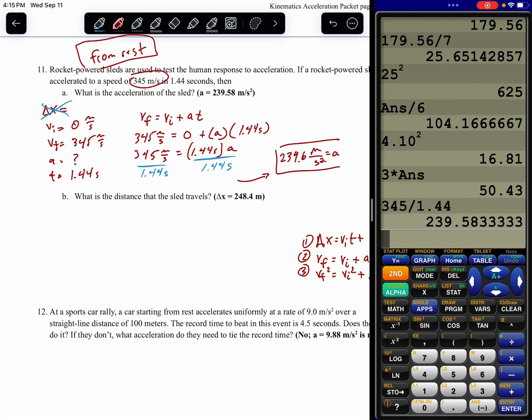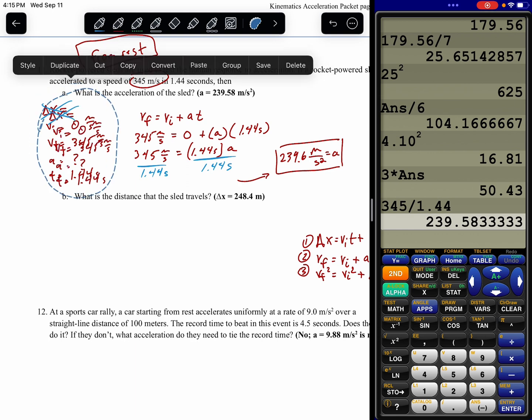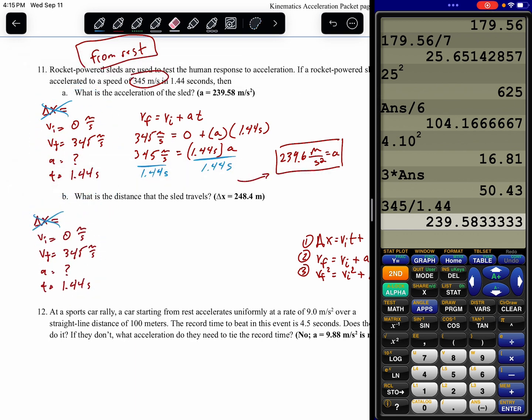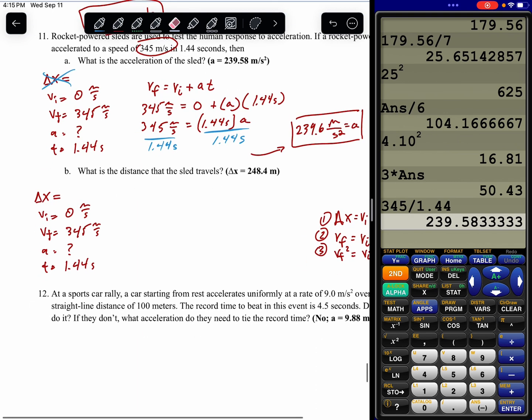So we're assuming the same situation, same sled, same acceleration. What is the distance that the sled travels? This time around, I'm going to copy down my variables, and I'm going to erase delta x, and I'm also going to copy down the acceleration we just solved for. Just because we have two different steps we're working with here doesn't mean that the acceleration is going to be different. So we can use the acceleration that we just got, and maybe that'll make our life a little easier.